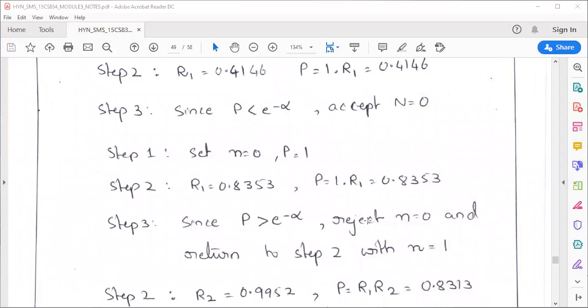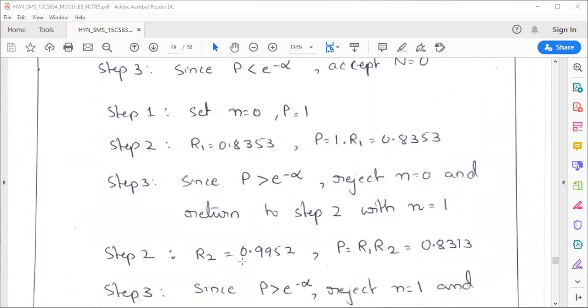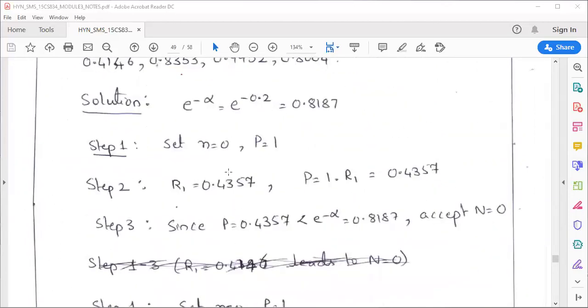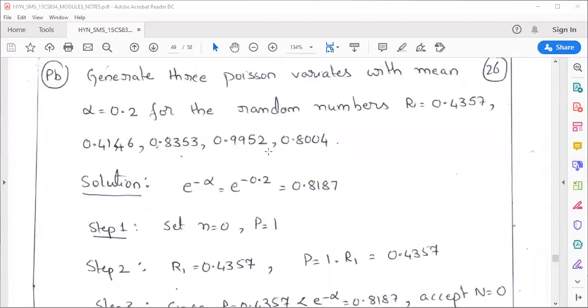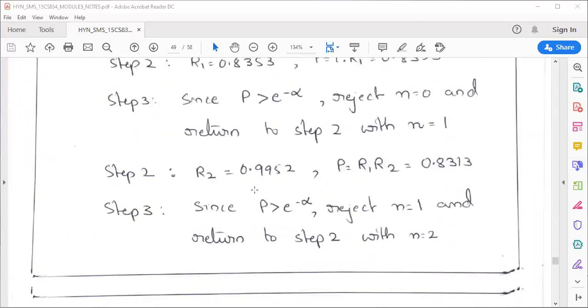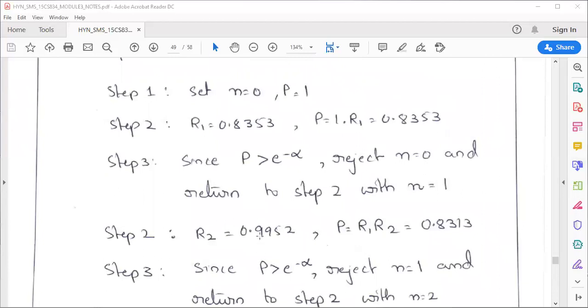At that time, what do I have to do? I have to reject the current value of n. So reject n is equal to 0 and go back to step 2 by incrementing n, returning to step 2 with n equal to 1. So I'll be going to the second step by incrementing the value of n. Small n becomes 1 now. So I'll take the next random number. What is the next random number here? I have 0.9952, so I will take that particular random number, 0.9952.